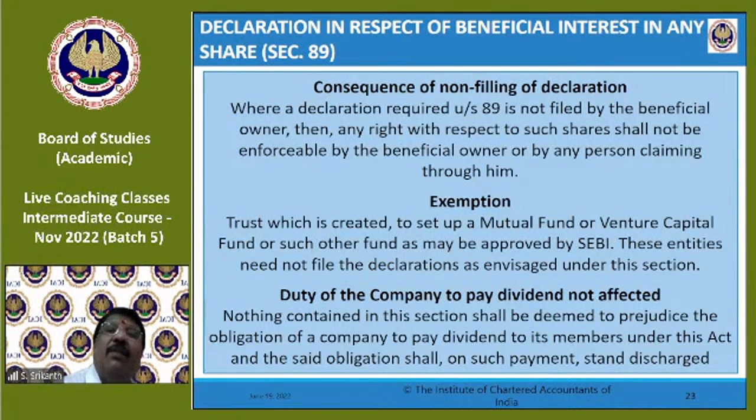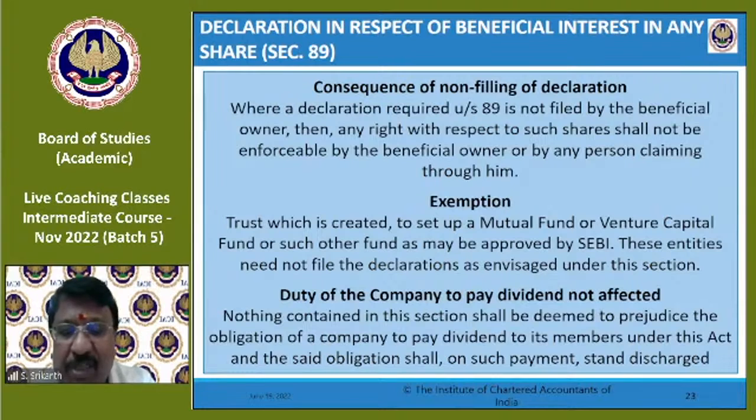Now, when a declaration by a beneficial owner is not made, then any right shall not be enforceable by the beneficial owner or by the person claimed. That's it. If you have not informed it, then tomorrow you cannot come and say, "I am the beneficial owner." Sorry. You have not made the declaration within the time prescribed. Get out.